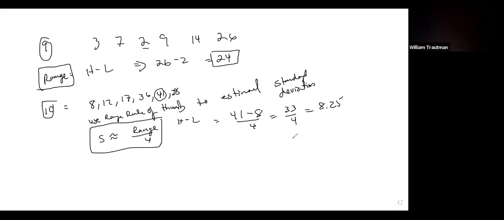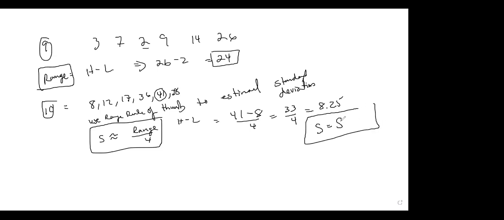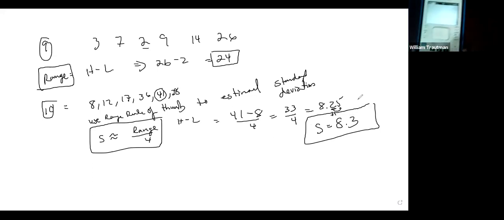So what is my S? Somebody tell me what my answer should be. 8.3. Yes. Since we're going to go one decimal place, look to the right. 5 or more, you add 1 to the number you're rounding. If it was 4 or less, you don't do anything. It would have been 8.2, but since there's a 5 or higher to the right, you add 1 to that number, and the range rule of thumb estimation is 8.3. This is the correct answer. Good.